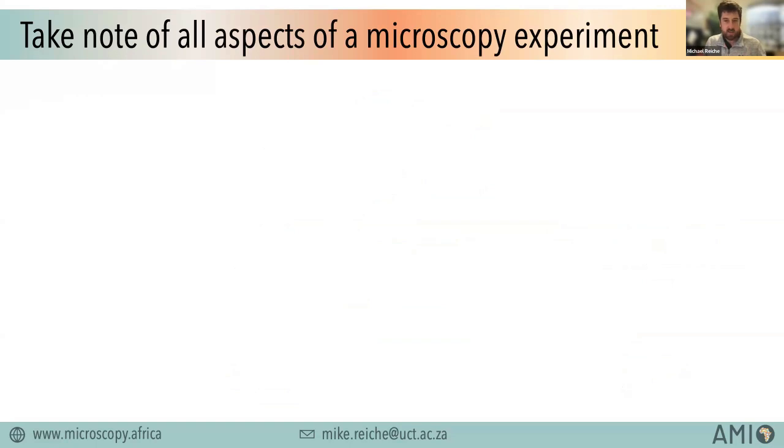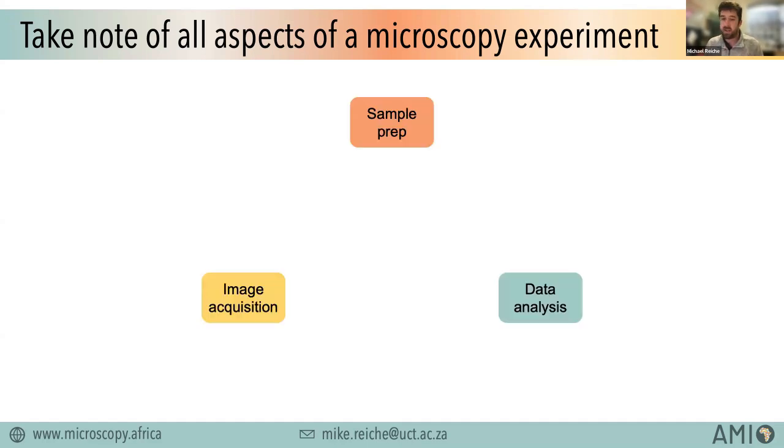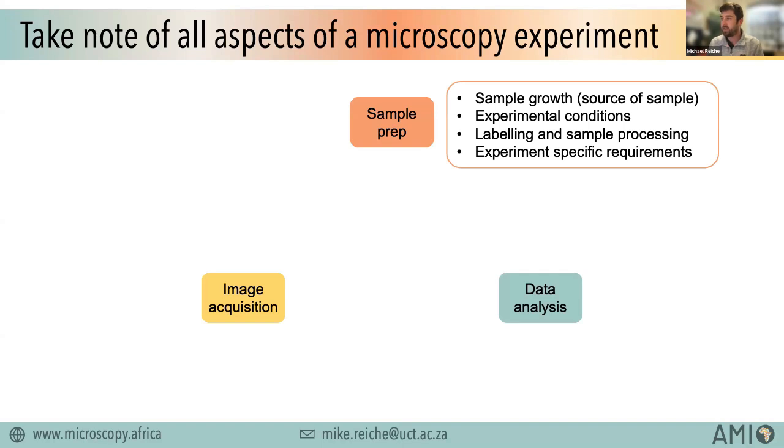So this is still part of the planning and initial conceptualization of your experiment. You should be aware of all of the components of microscopy. And there's generally three main categories in a microscopy experiment. The first being your sample prep, the second being your image acquisition or your imaging microscopy parameters, and then the last component is your data analysis.